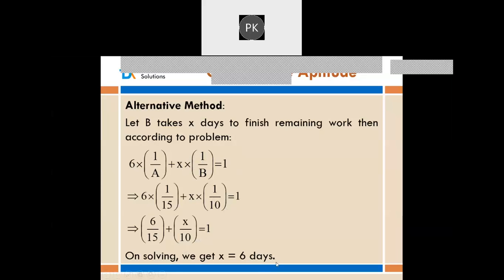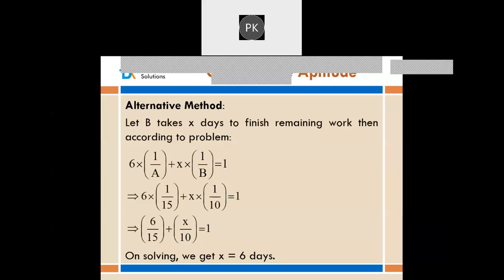This is one more way to solve the same problem. Again, this is also a traditional approach. Please write this down. After this, let's go for the LCM method, which is very important.